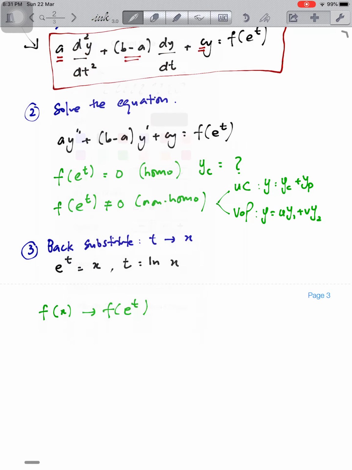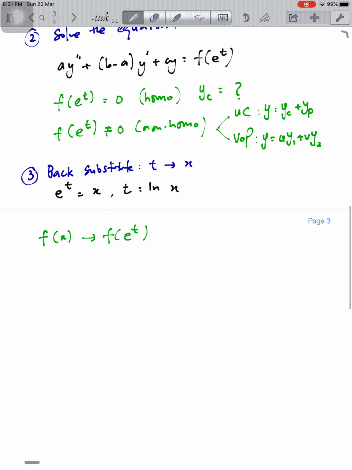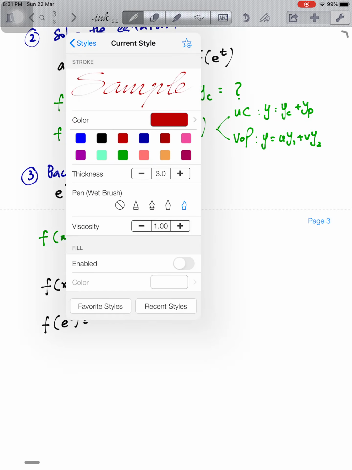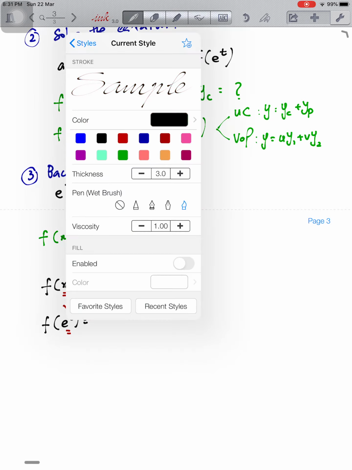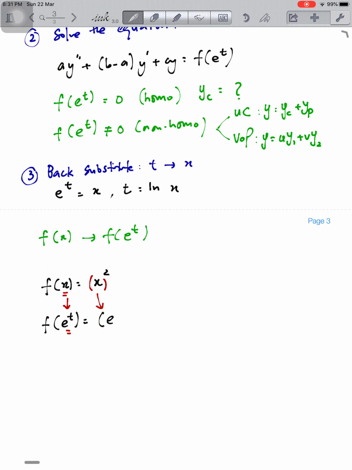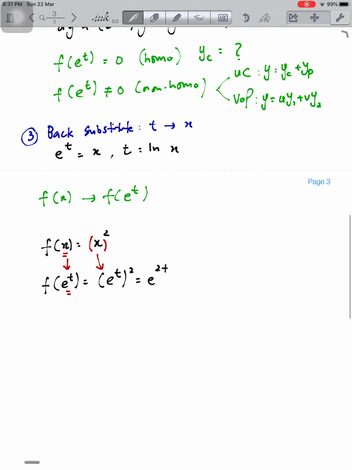So let's start with some easy functions first. For example, if you have a function f of x equal to x squared, and I were to change this to f of exponential of t, the rule is actually very simple. Every single time I come across x in the equation, that will be converted to exponential of t. And remember, when you have a power, put a bracket around. So this is going to be converted to exponential t to the power of 2, which is going to be simplified to exponential of 2t. So that is how you simplify them.